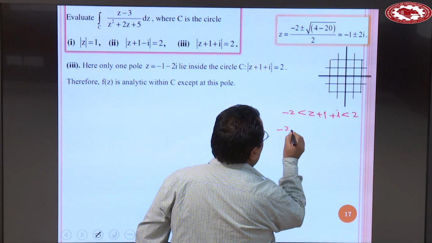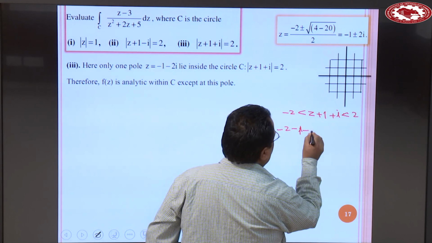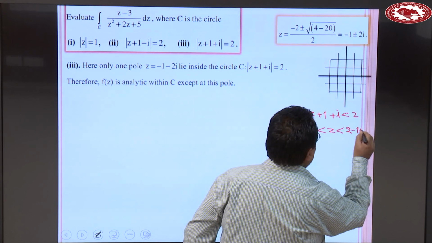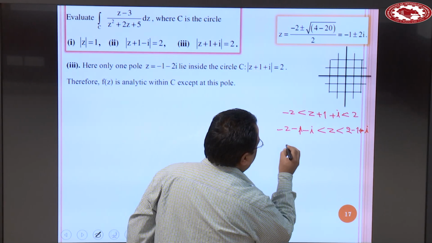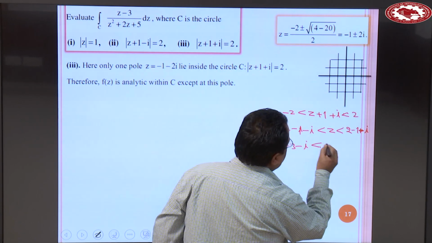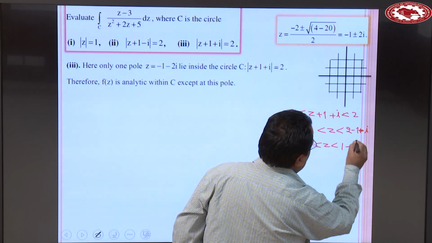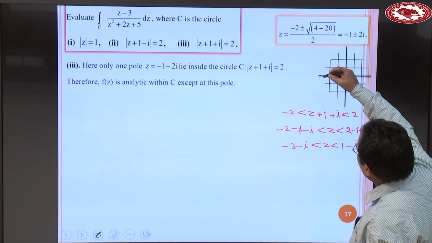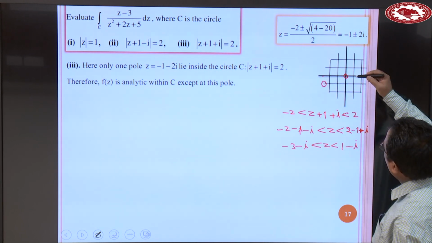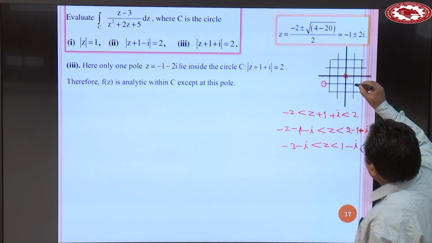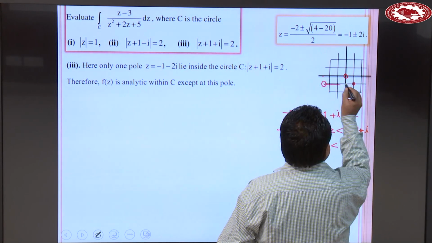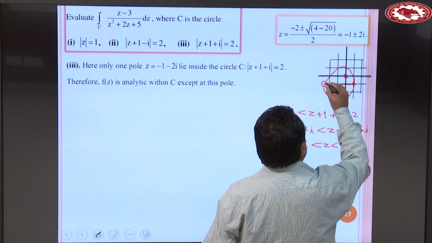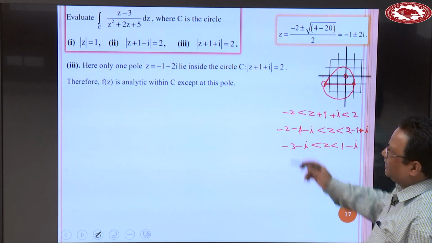Okay, so -2 minus -1 minus iota less than z less than 2 minus 1 plus iota. So it becomes -3 minus iota less than z less than 1 minus iota. Now check: -3 this one is the origin, -3 this one, and this one, it gives you 1 and -1. So now this becomes your diameter. And when this becomes the diameter, the circle will be formed something like this.